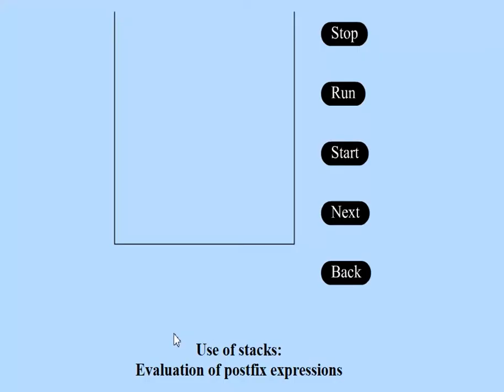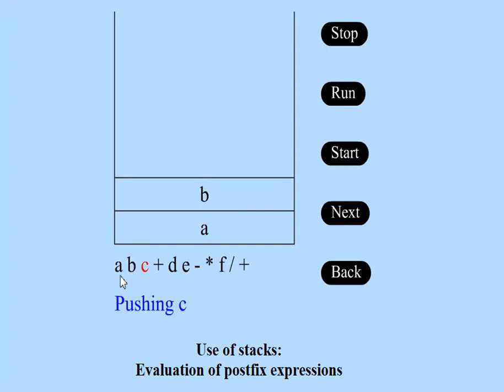To understand more clearly, we have one more example here. We will just consider this one. Example 1 is A B C plus D E minus star F division plus. When we traverse from left to right, we have A, B, C as operands, so we need to push them onto the stack. When we move next, we have a plus operator, so we apply the plus operator between B and C. After applying, we push that back onto the stack.